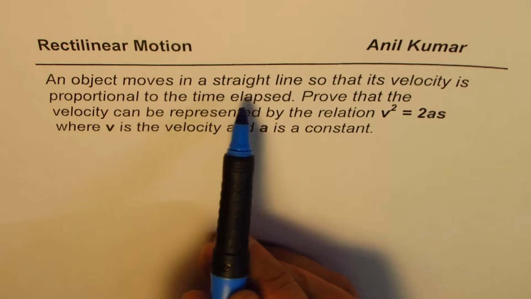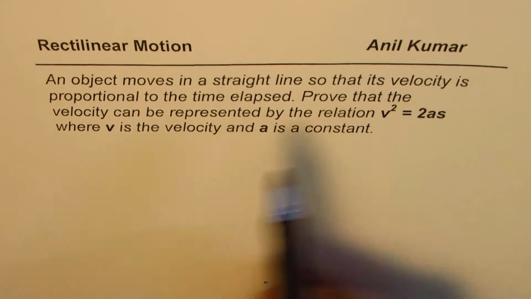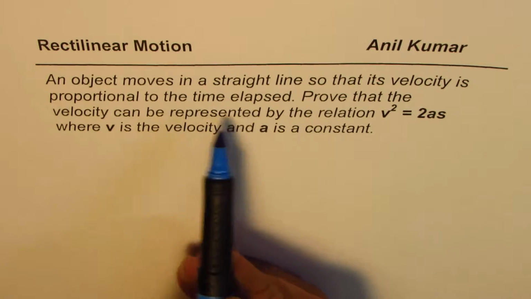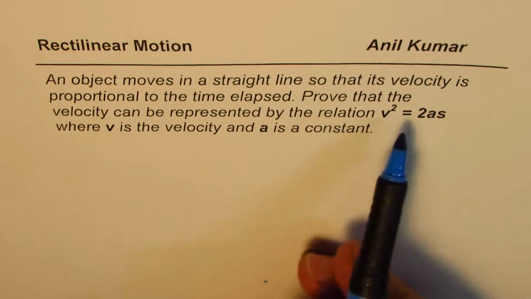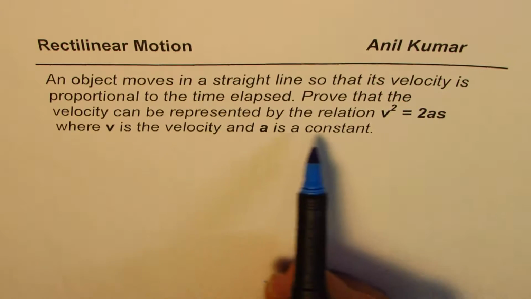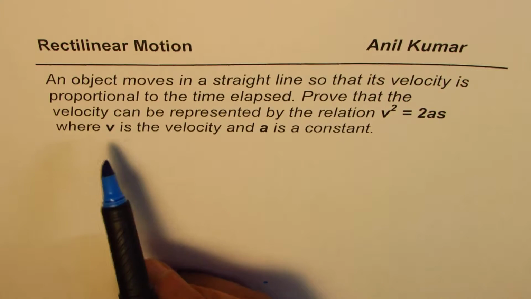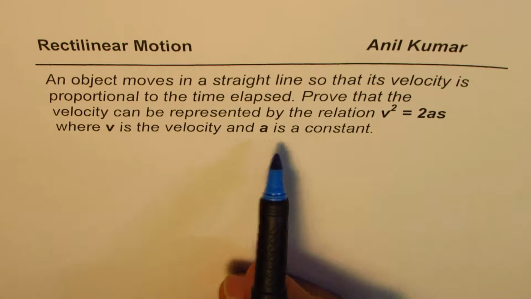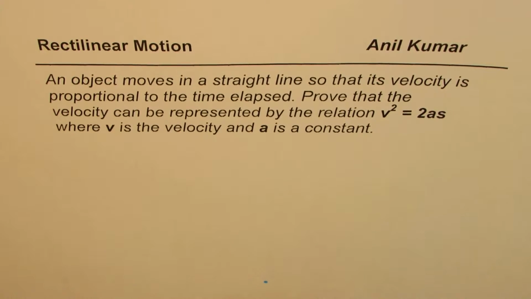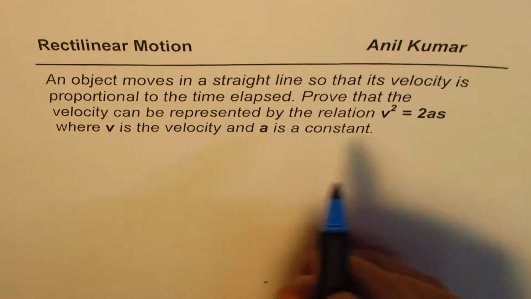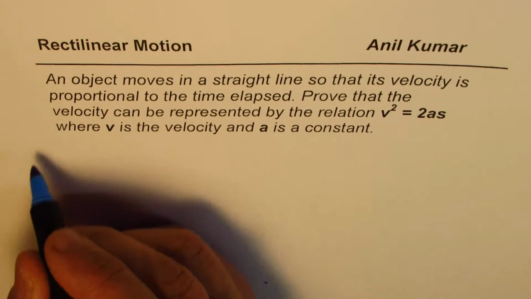An object moves in a straight line so that its velocity is proportional to the time elapsed. Prove that the velocity can be represented by the relation v squared equals 2as, where v is the velocity and a is a constant. So let's try to understand the question and then we'll derive the given formula.